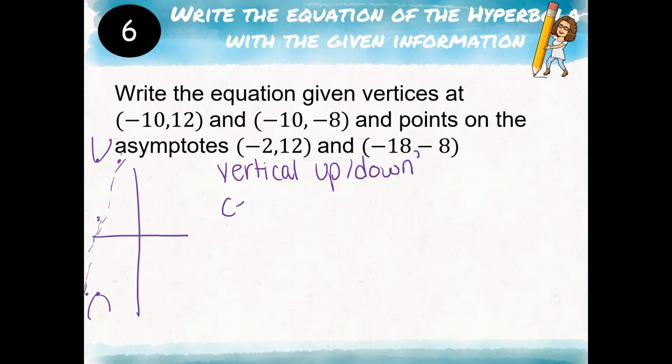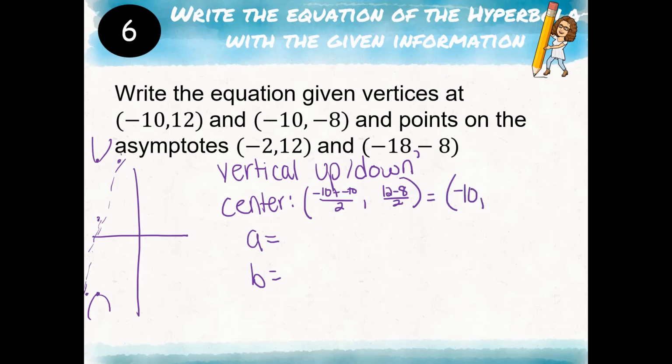I now need to find the center, the A value, and the B value. Center. Center is in the middle of the two vertices. So I'm going to do my midpoint formula. So negative 10 plus negative 10 divided by 2, 12 minus 8 divided by 2. I'm going to get a center of negative 10, comma, 12 minus 8 would be 4 divided by 2 is 2. So my center is negative 10, 2.